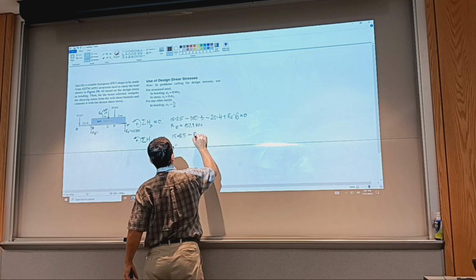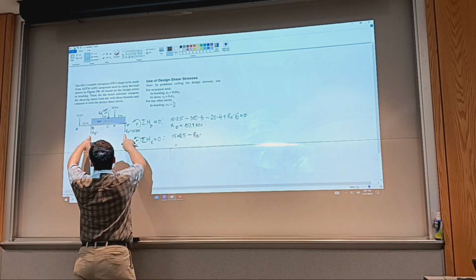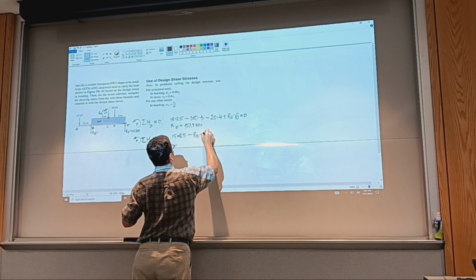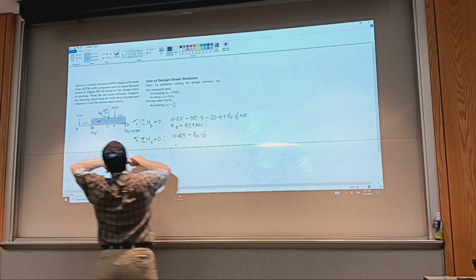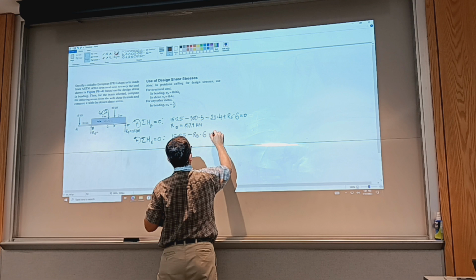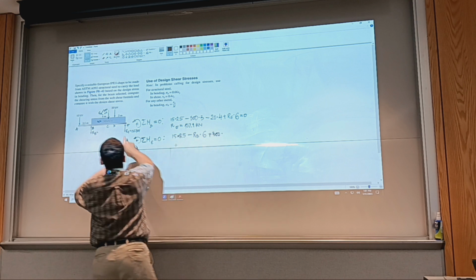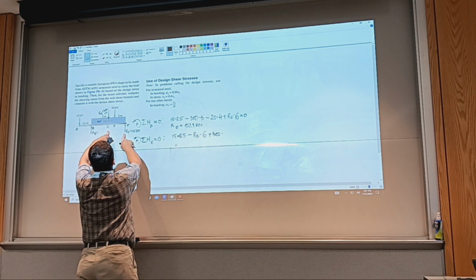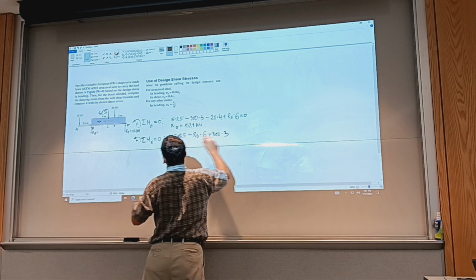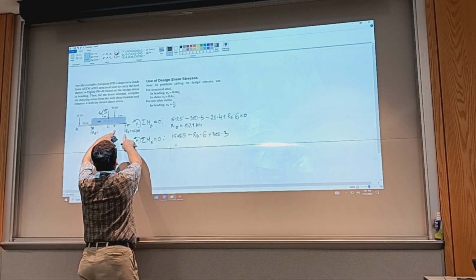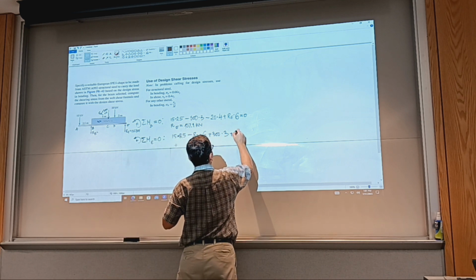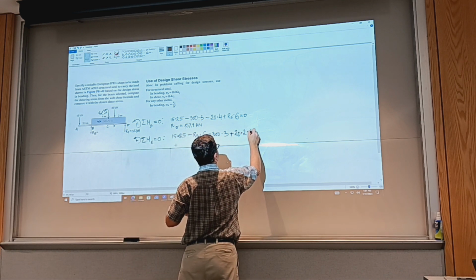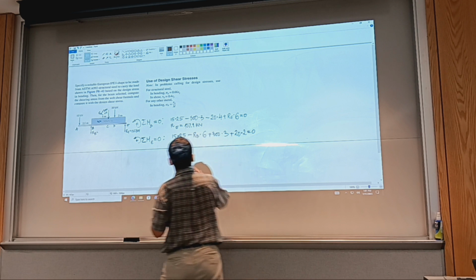RB times the arm, and that's 6. And then I have a positive moment, 300 kilonewtons times this distance, which is 3. And then I have another positive moment, that's 20 times 2 equals 0.